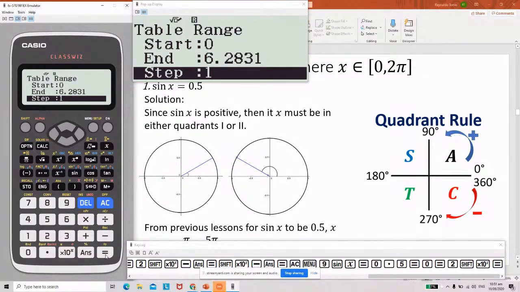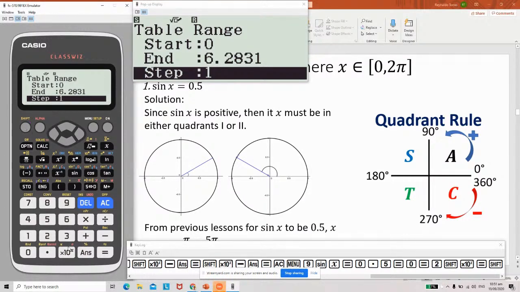Eh, bakit si pi over 4? Dinaanan ba niya nung nag-try tayo kay pi over 6? Di ba hindi? So, hindi siya dadaanan doon. So, there are two intervals na pwede mong gamitin. Si pi over 6 or si pi over 4. So, itry muna natin kay pi over 6.